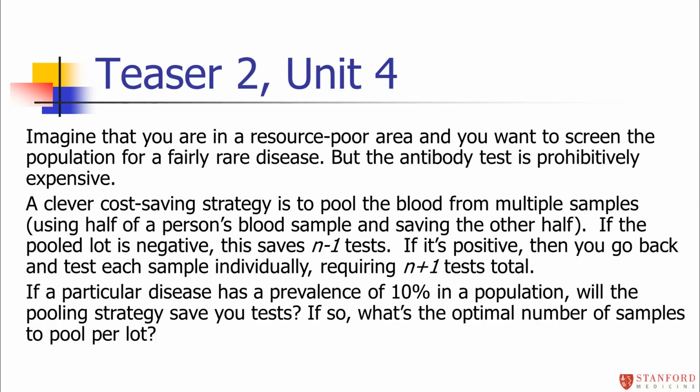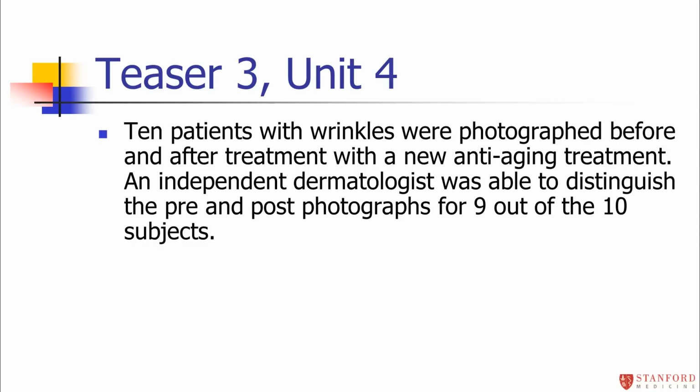The third little teaser for this week: I'm going to give you a particular problem right now, but actually the thought process underlying this problem has a wider application in statistics. So this really generalizes to a whole set of problems. But here's the fun example. Imagine you've got an anti-aging treatment, and you want to test whether it improves wrinkles on people. So you do a small study. You treat 10 patients with the anti-aging treatment. You photograph them before the treatment and after.